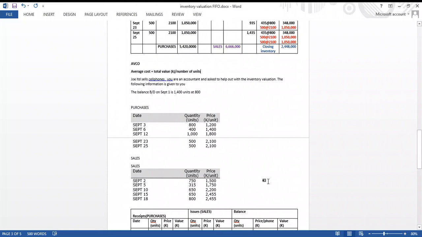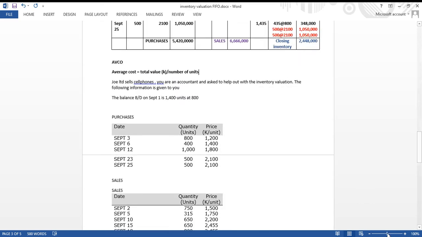All right, we're looking at inventory valuation. Today we're looking at the average cost method, right? So to get the average cost, we'll need to divide the total value of our units by the number of units. This will usually occur when we're purchasing goods.